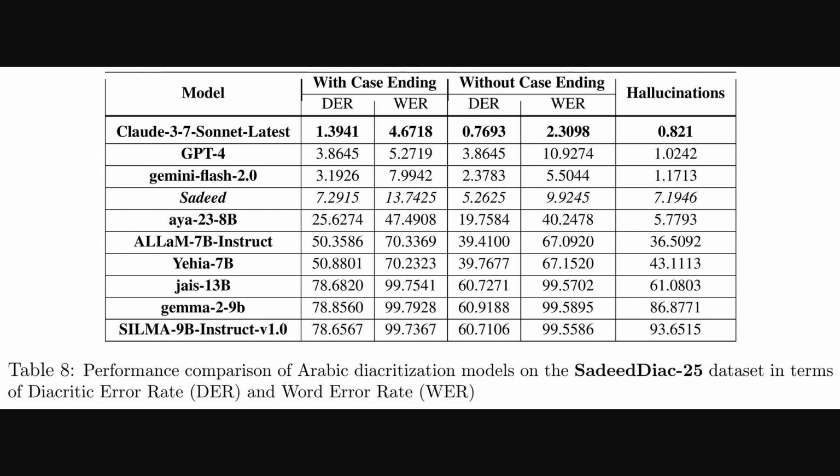Alright, so moving to the new Sadeed 25 benchmark, this table lays out the performance comparison. It uses word error rate and diacritic error rate, and also shows hallucination scores. Okay, Sadeed significantly outperforms other open-source models, achieving a competitive WER of 9.9245 without case endings. While not beating top proprietary models like Claude, it holds its own, although hallucinations contribute noticeably to its error rate, as seen in that last column.